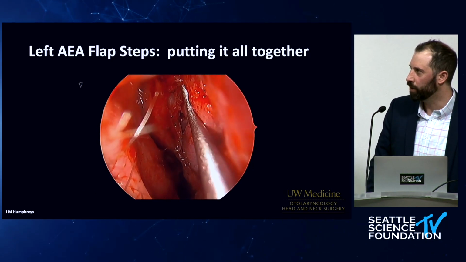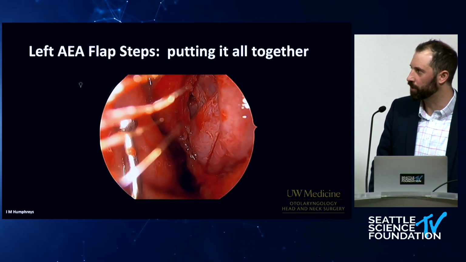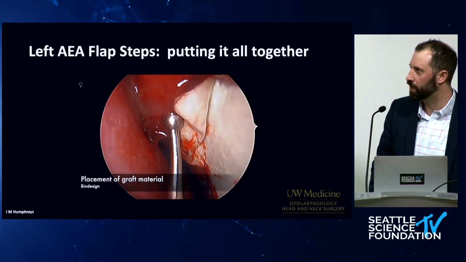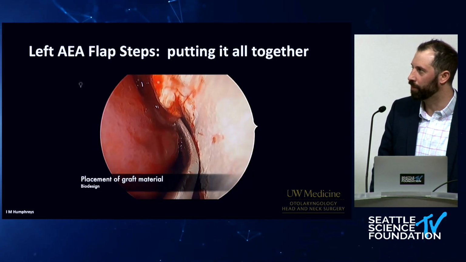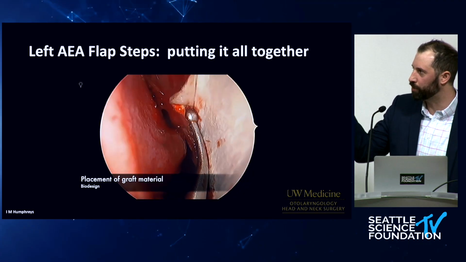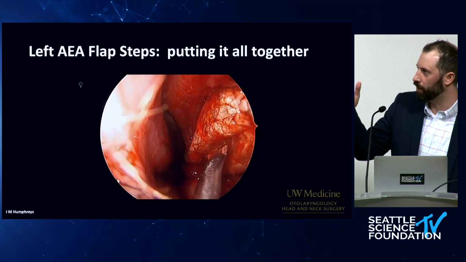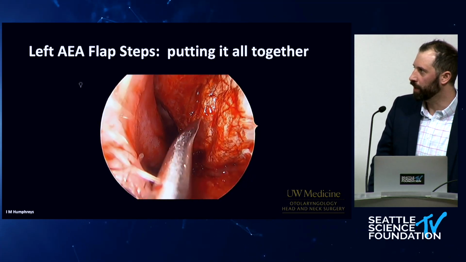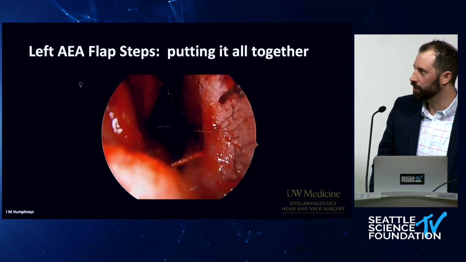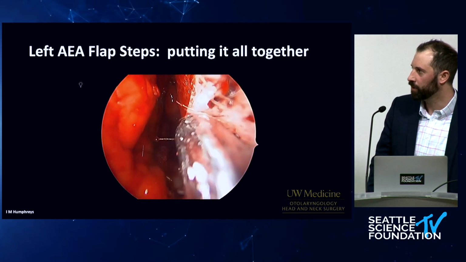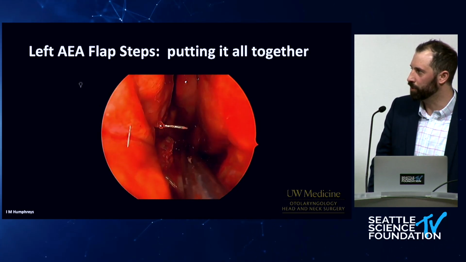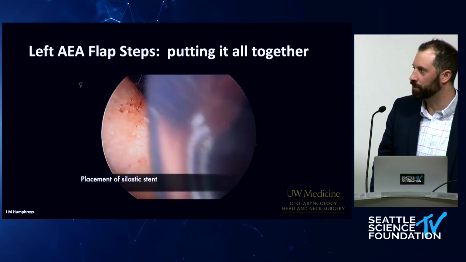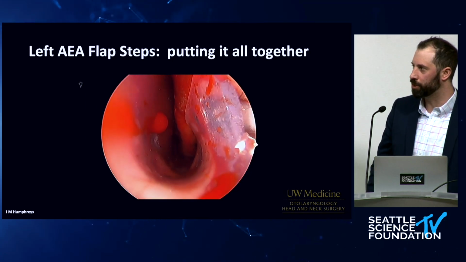Again, 4-0 plain gut suture, confirming that it's complete coverage and in good position, and then insetting the graft material on the right side. So this graft material is on the right side of the patient, and the flap is, in this case, done on the left. And then suturing the stent together and confirming good position. So taking time at the end to just really confirm that you've got proper position.